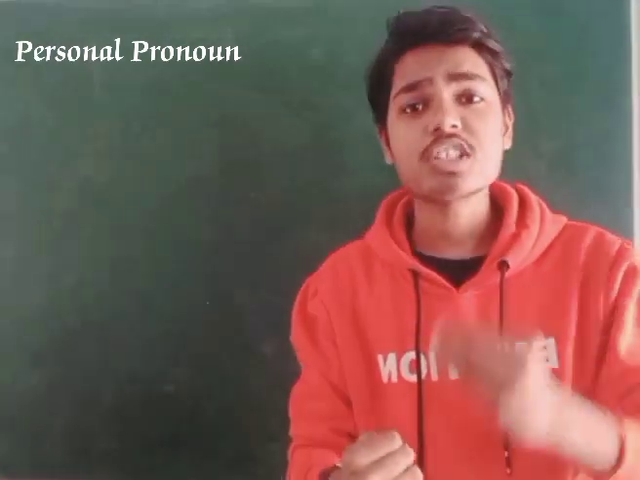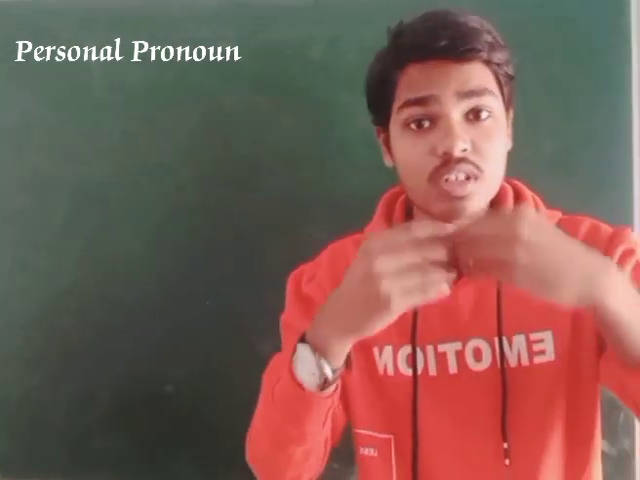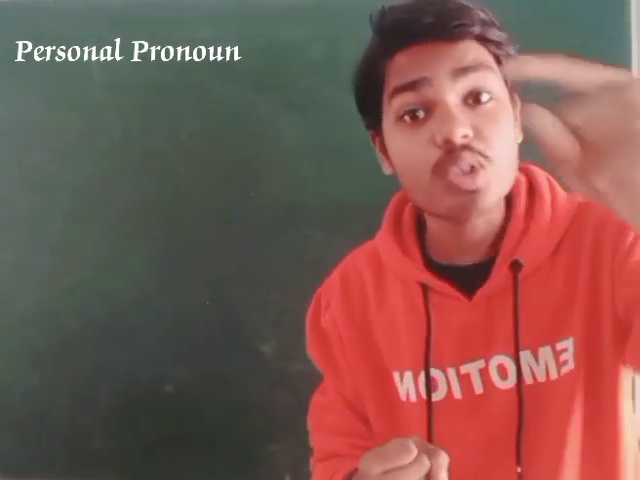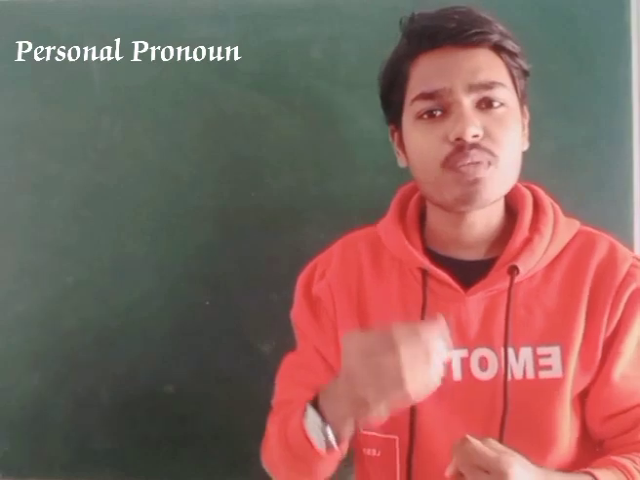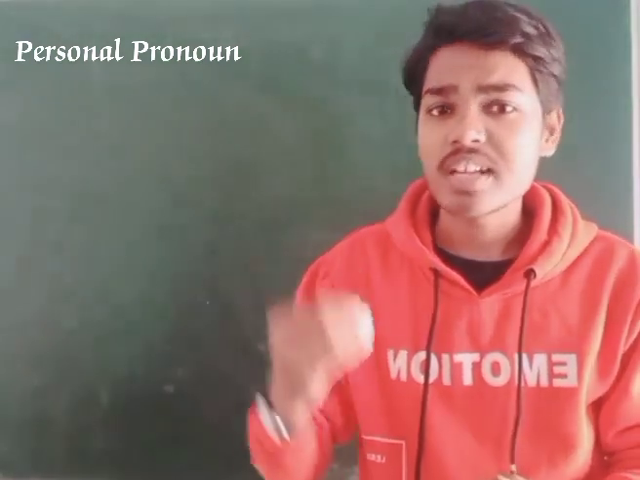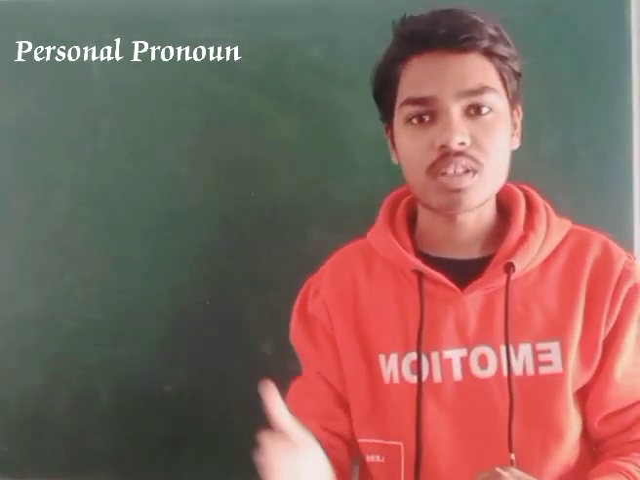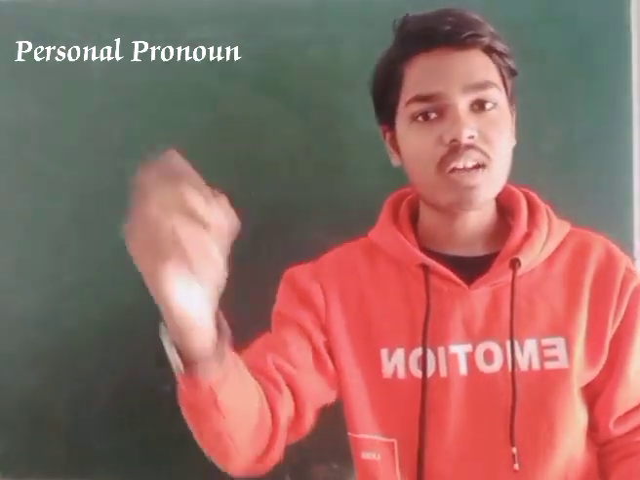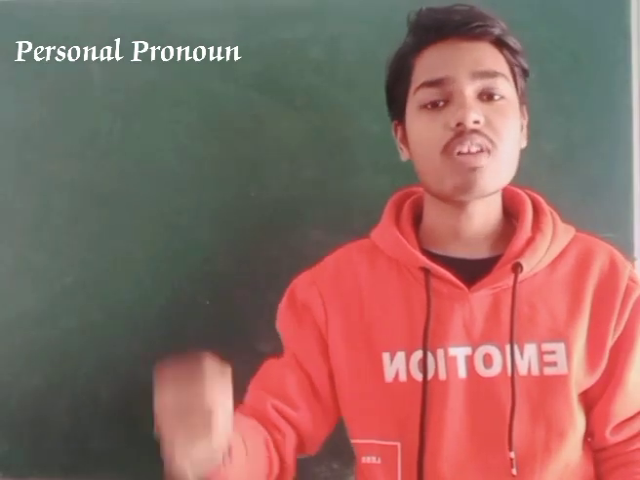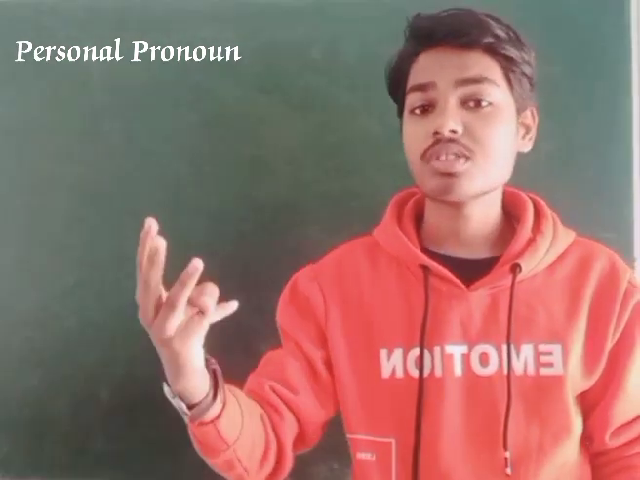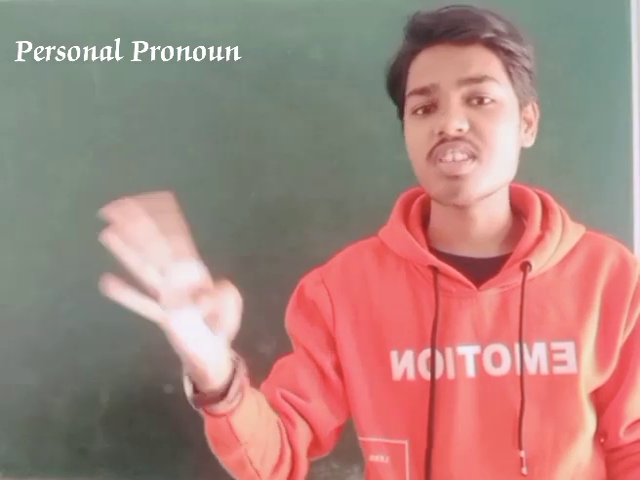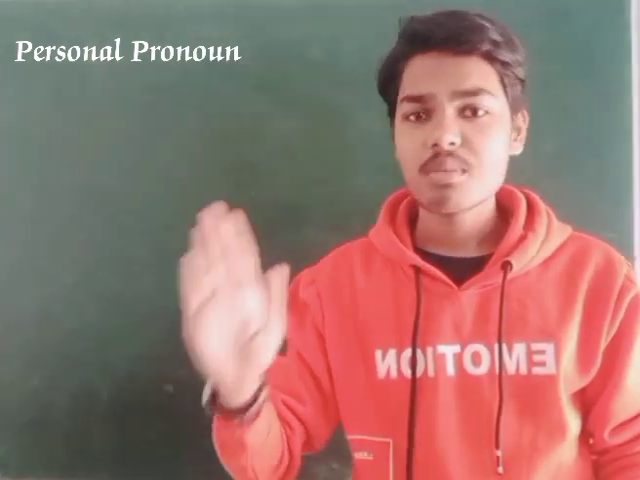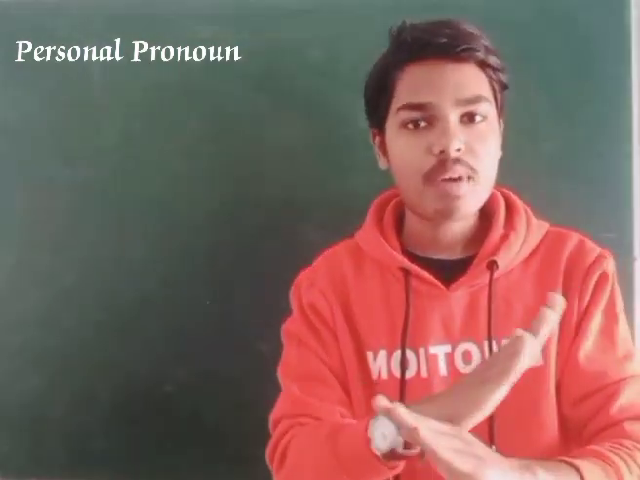The first person is the speaker, like I am the speaker. The second person is the listener, for example, you are the listener. And the third person is the one about whom we are speaking. So this is all about the first, second and third person. The first person pronouns are I and we. The second person pronoun is you, and the third person pronouns are he, she, it, they. All these are third person pronouns. This is all about the personal pronoun.